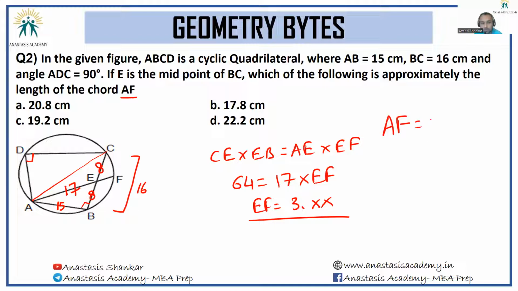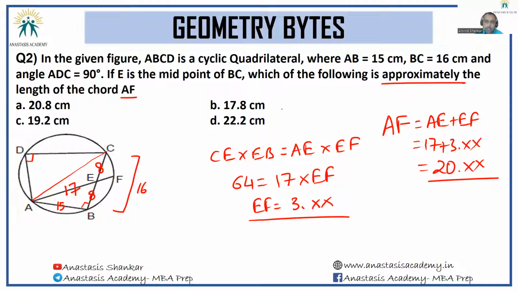So AF is equal to AE plus EF. AE I know to be 17, EF I know to be 3 point something something. So overall my answer has to be 20 point something something. Why I'm working with 20 point something something is because the question says approximately. Answer has to be option A.